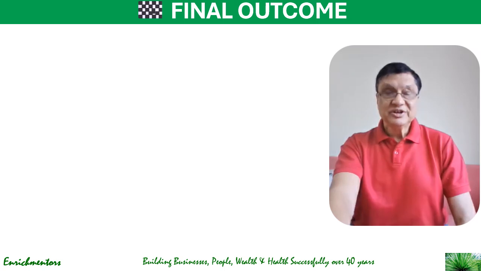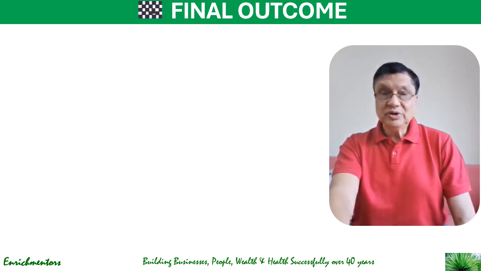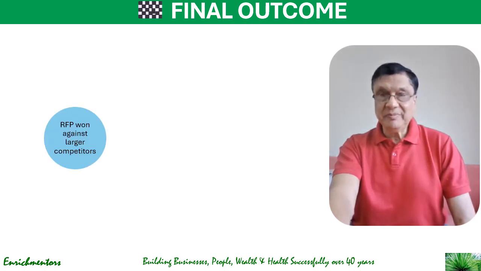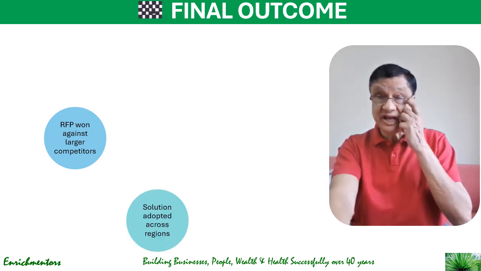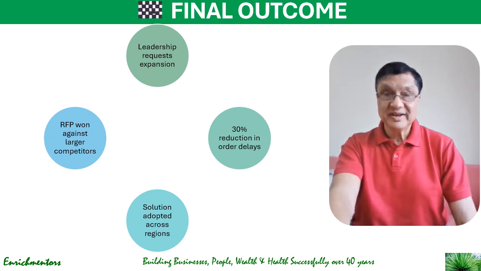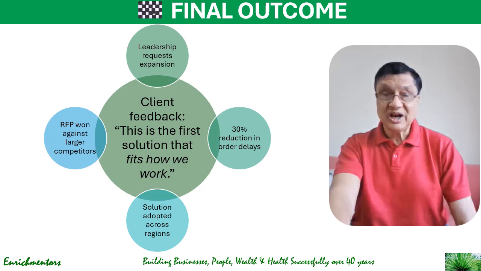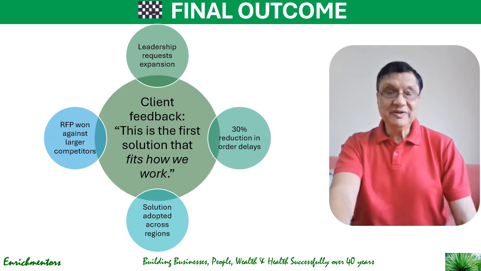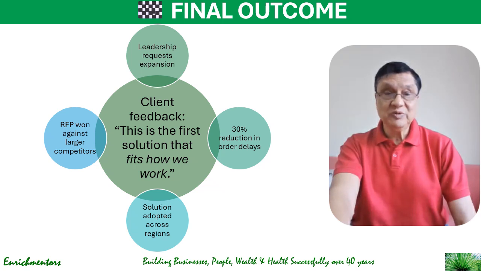Right. So what was the final outcome? They won the RFP against large competitors, obviously, right? The solution was adopted across the region, which was the key challenge, the key problem. And there was a 30% reduction in order delays, and leadership requested expansion. And the client feedback was, this is the first solution that fits how we work. So Ananya was able to design a solution that won not only the RFP, but also fitted with how the client works. So there was a happy, satisfied client in this whole process.